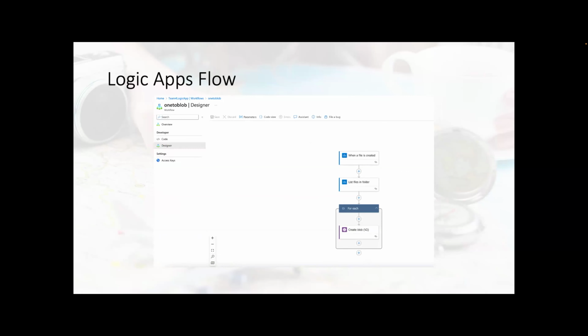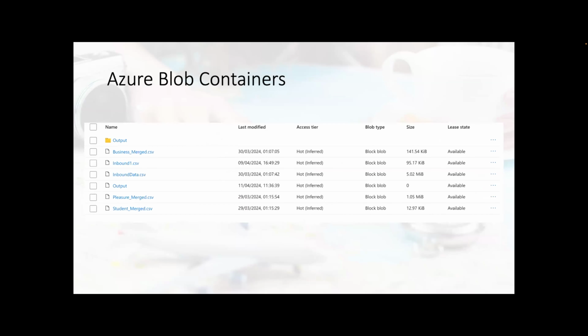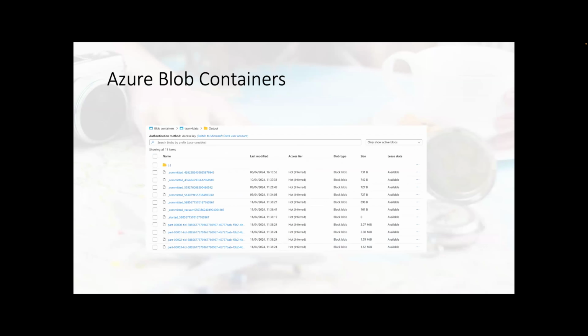Then here you can see the automation of the trigger, the configuration so that every day it will check the OneDrive location for a new file loaded at the location. And here you can see the Azure blob container where all the files are dumped.